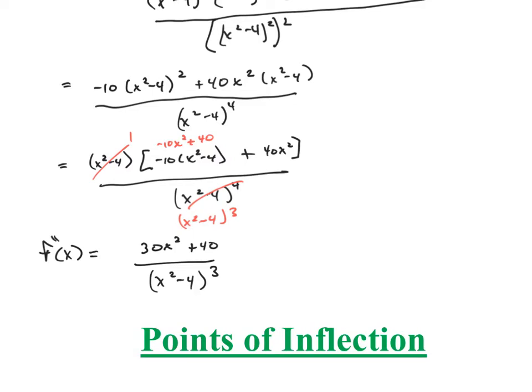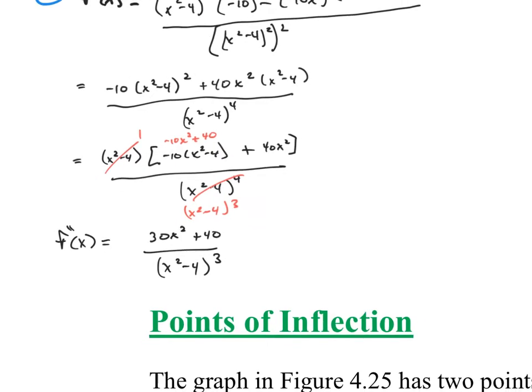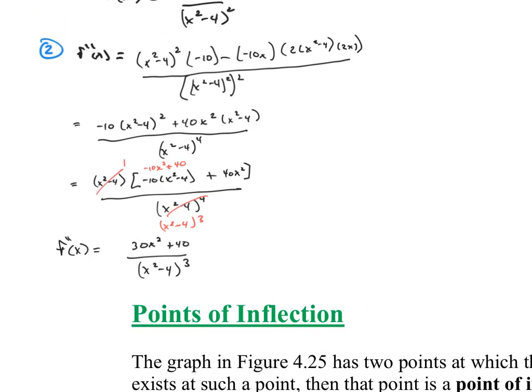What do I need to do with the second derivative? Why did I find the second derivative? Well, I need to find the points where the second derivative is equal to 0 and where the second derivative is undefined. Okay, great. The second derivative is 30x squared plus 40 all over x squared minus 4 quantity cubed.